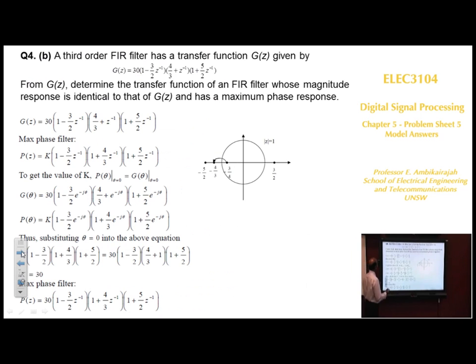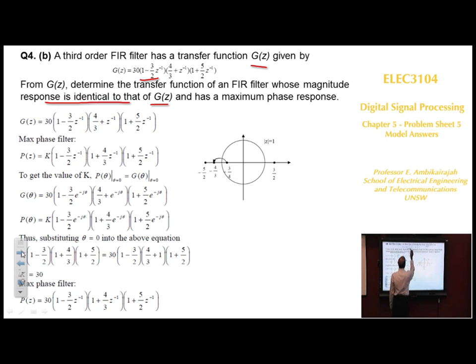Right, the third question is an FIR filter has a transfer function G(z), and you've been asked to find an FIR filter whose magnitude response is identical to that of G(z) and has maximum phase. Maximum phase means all the zeros have to be outside the unit circle. So let's start with this one first.